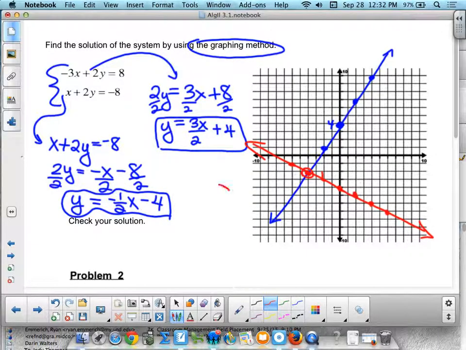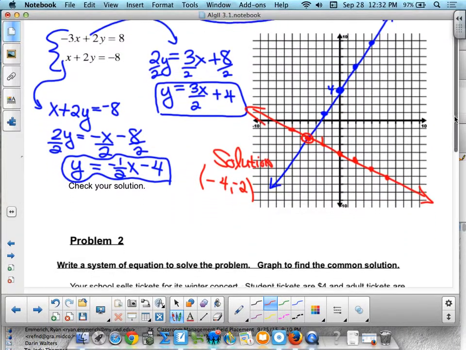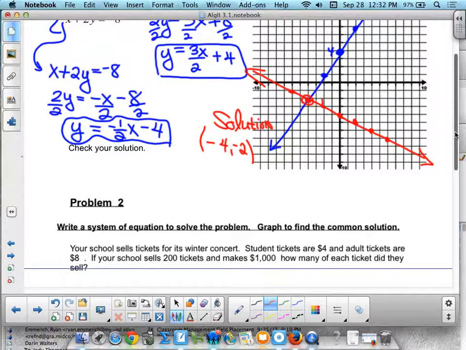Haley, what is it? Okay, she says -4, -2. You guys agree or disagree? Agree. Check your solution. Guys, on a test, you give me these answers, you can check all these answers. Just plug them in and see if they work. If they work, you can probably say, Mr. Payne, I don't have to correct this. I already did it for you.